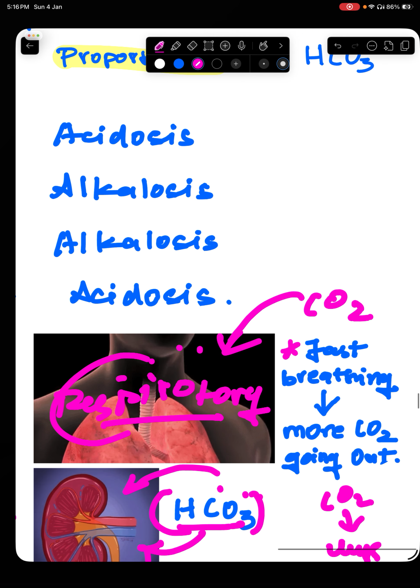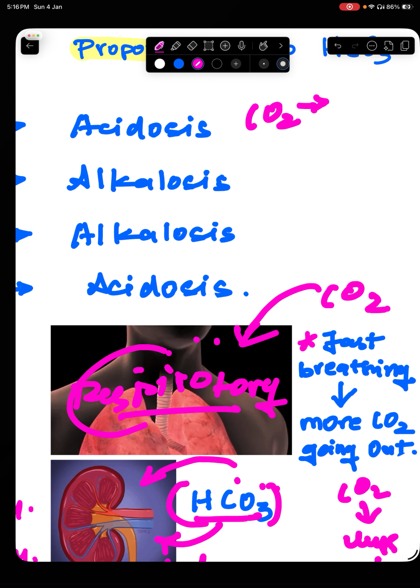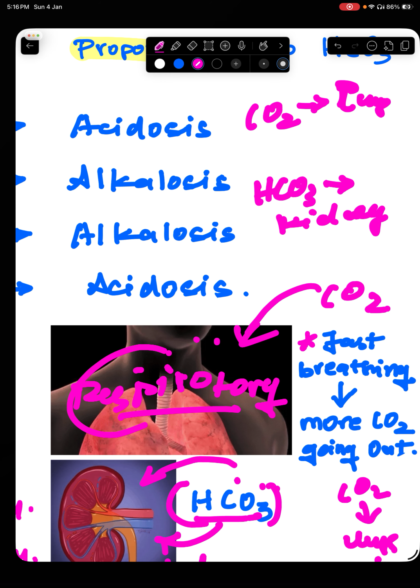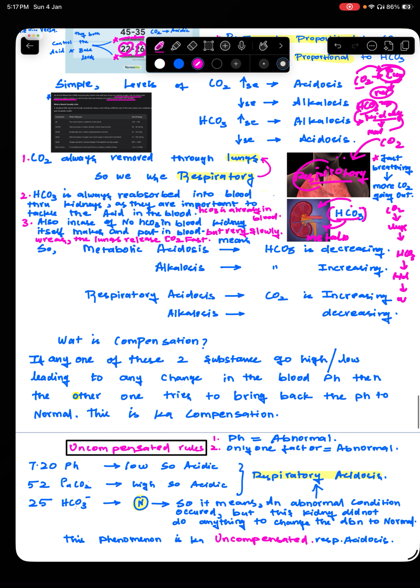Are you getting this point? See, I'll tell you again. CO2 is removed through lungs. The organ responsible for HCO3 is kidney. So whenever you see CO2, connect it to lungs; whenever you see HCO3 minus, connect it to kidney. Whenever you see lungs, you have to connect it to respiratory. Whenever you see kidney, connect it to metabolic. CO2 connects to lungs, lungs connects to respiratory. HCO3 connects to kidney, kidney connects to metabolic.